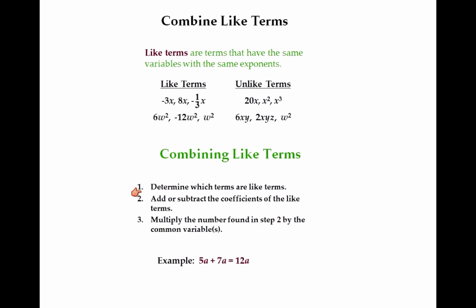Combining like terms, this would be an example. If I have 5a plus 7a, I can combine these two to 12a. It's kind of like I have 5 apples and 7 apples, so I'm going to add them up to 12 apples. That's pretty simple.